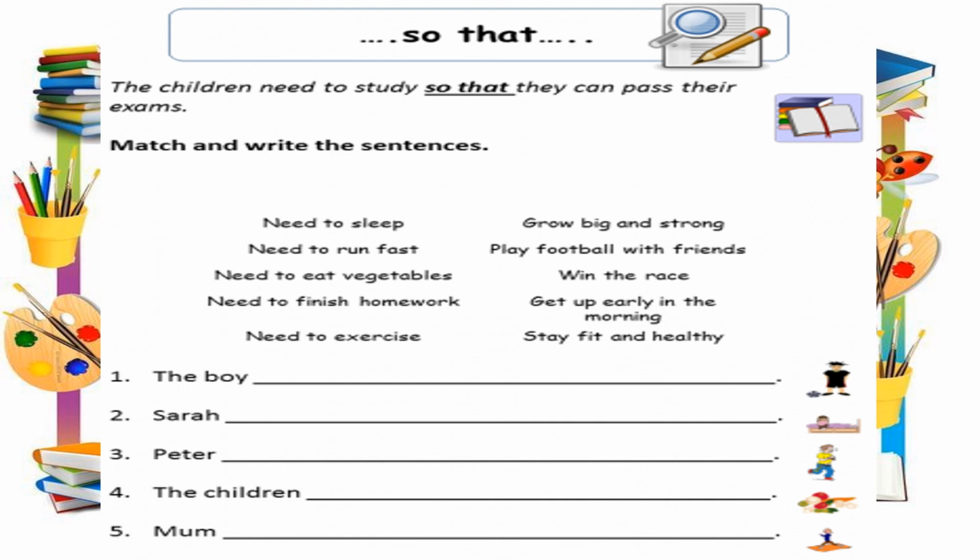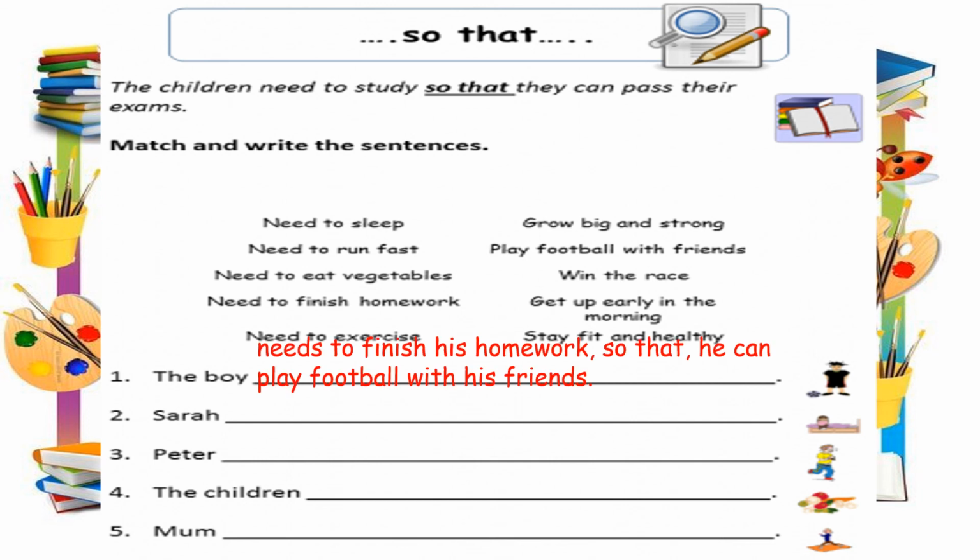Match and write the sentences. Number one, the phrases on the left are the action or the plan, and the phrases on the right side are the purpose. Number one, the boy needs to finish his homework so that he can play football with his friends. Number two, Sarah needs to sleep so that she can get up early in the morning.